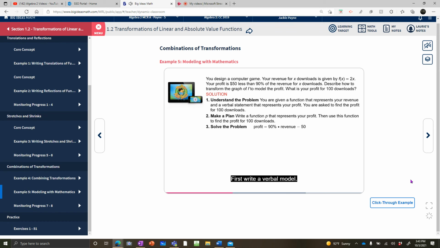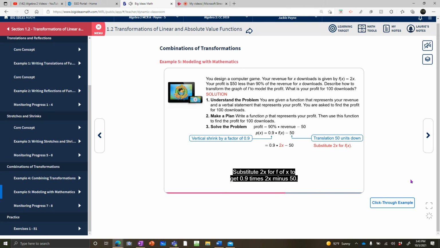First, write a verbal model. Your profit is equal to $50 less than 90% of revenue for x downloads. Rewrite using function notation and variables. P of x equals 9/10 times f of x, minus 50, where P of x is the profit for x downloads, 9/10 is the decimal form of 90%, and f of x is the revenue for x downloads. Recall that multiplying the output by 9/10 represents a vertical shrink by a factor of 9/10, and subtracting 50 from the output represents a vertical translation 50 units down.